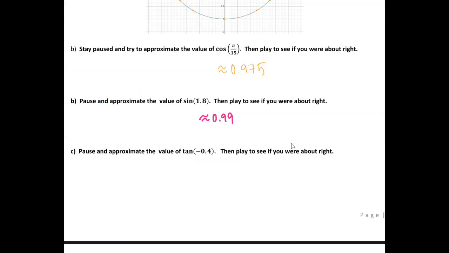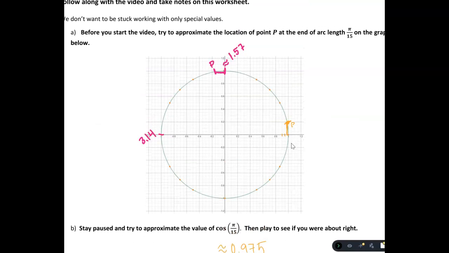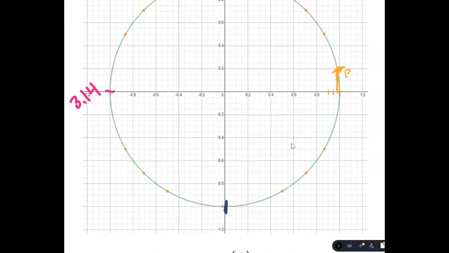Okay, one more, just to check your intuition. Pause and try out tangent of negative 0.4. Okay, so negative 0.4, again, our reference point is that this is about negative 1.57. Pi over 6 is kind of in the ballpark of negative 0.5. It's a third of that, so it's about negative 1/2. So it's not quite the pi over 6 mark. So maybe something like this for our third point P.